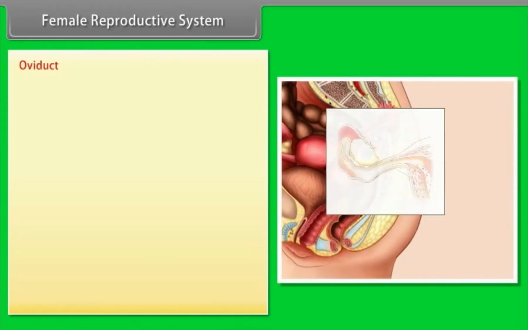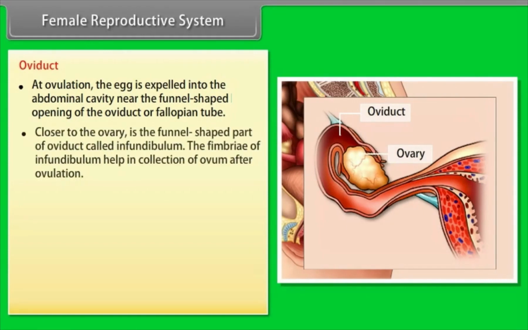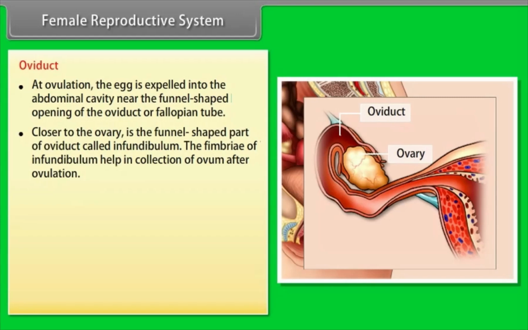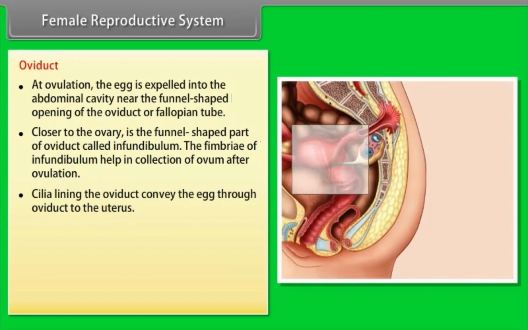Oviduct. At ovulation, the egg is expelled into the abdominal cavity near the funnel-shaped opening of the oviduct or fallopian tube. Closer to the ovary is the funnel-shaped part of the oviduct called infundibulum. The fimbriae of the infundibulum help in collection of the ovum after ovulation. Cilia lining the oviduct convey the egg through the oviduct to the uterus.